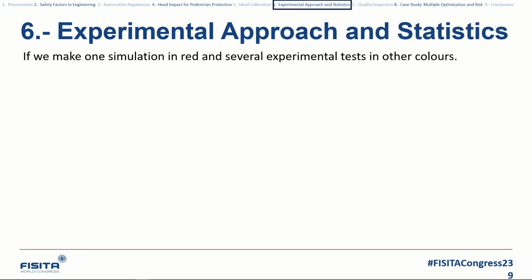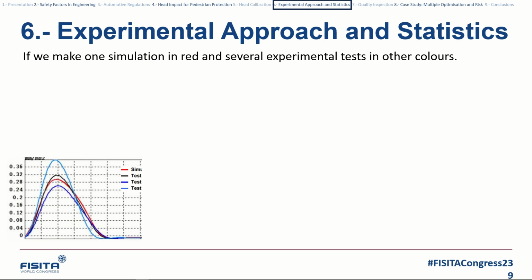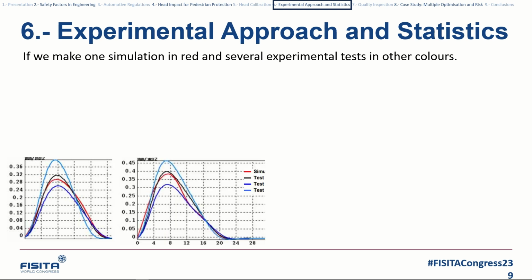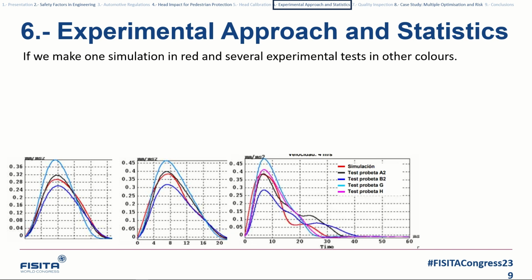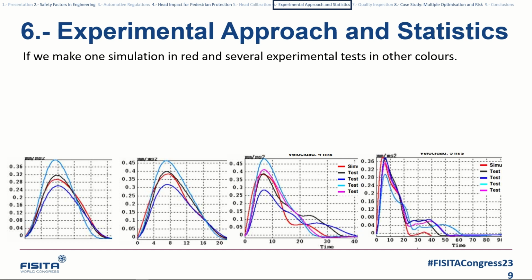What happens if we do experiments? In my time at SEAT and Audi, I did many experiments and just one simulation. So we have the simulation in red and three experiments, and they had a large scatter. Another simulation in red, three experiments. Another simulation in red, here we did four different experiments. Another simulation in red, another four different experiments. So our question is, are we safe?